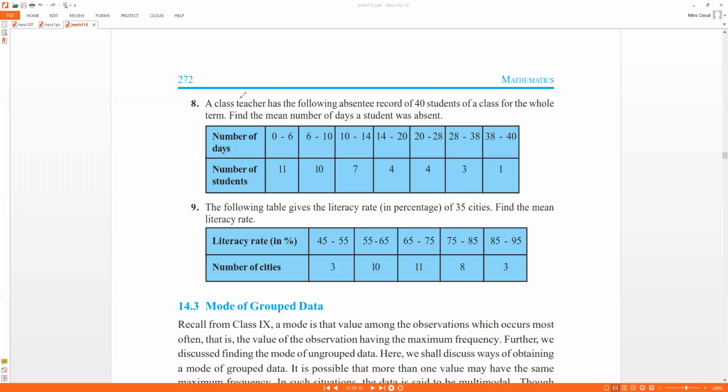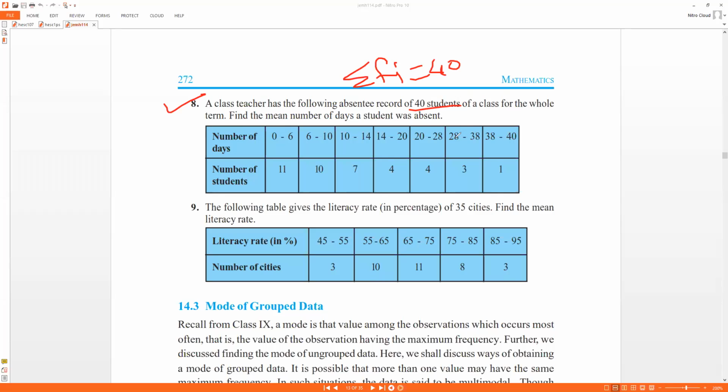Okay, sir. A class teacher has the following absentee record of 40 students, म्हणजे sigma fi 40 आहे directly. Of a class for the whole term. Find the mean number of days a student was absent.